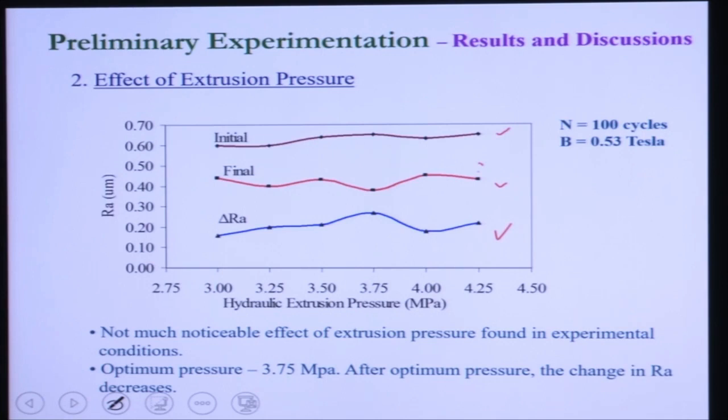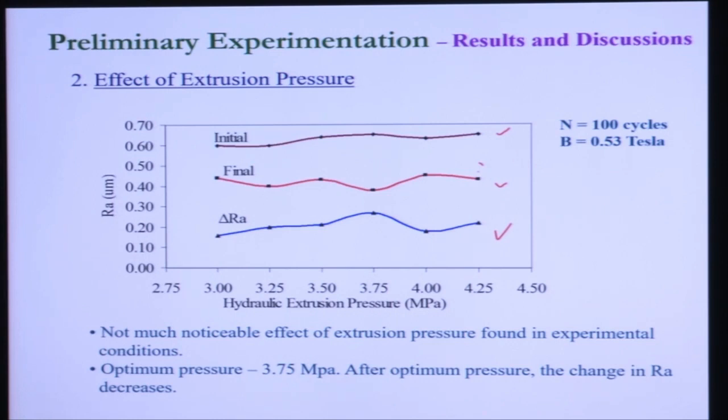But you can see here at 37.5 bar pressure, the surface finish actually improves, and when it goes to 40 bar pressure, there is again an increase in the surface roughness. So with the increase in pressure, there is no significant change in surface roughness found from experiments. All the experiments are carried out at 100 finishing cycles at 0.53 Tesla magnetic field.